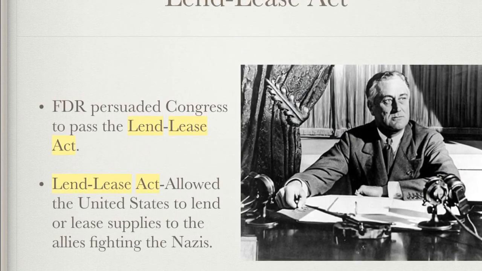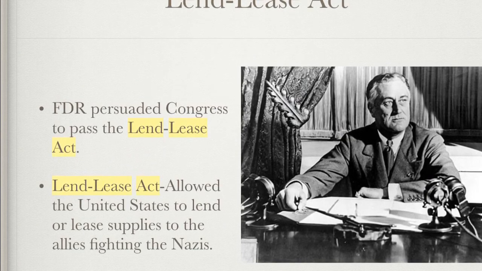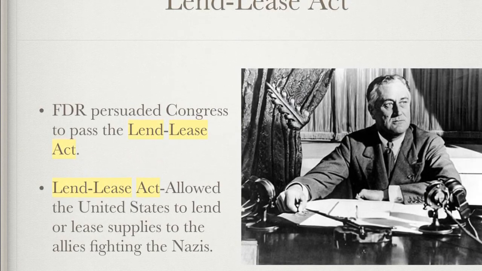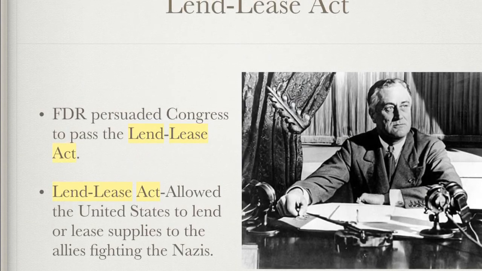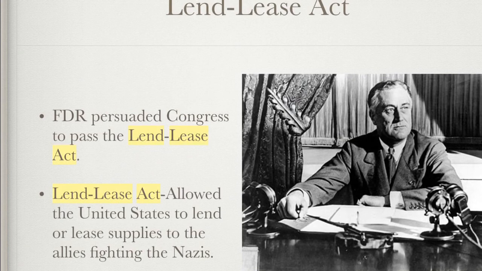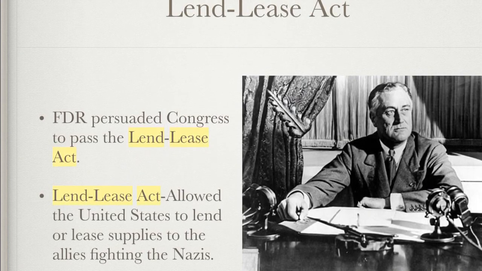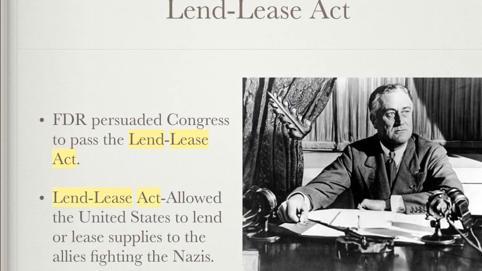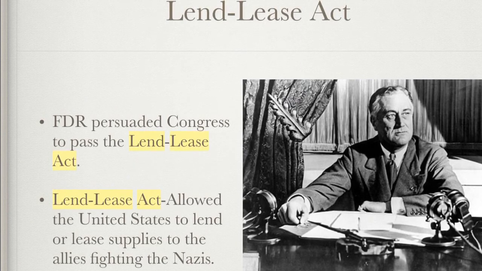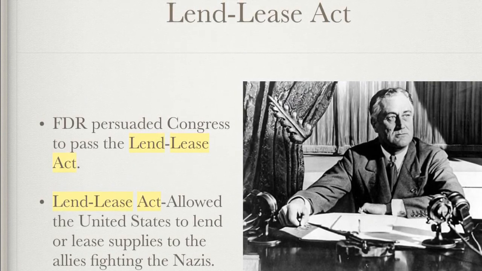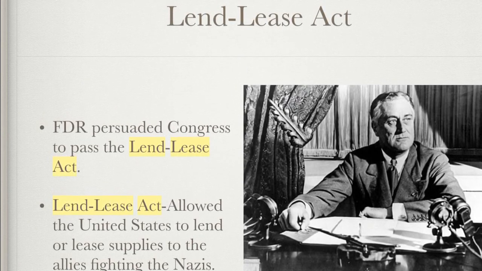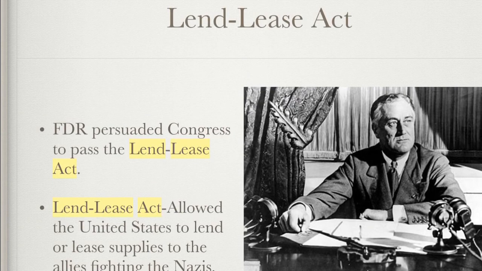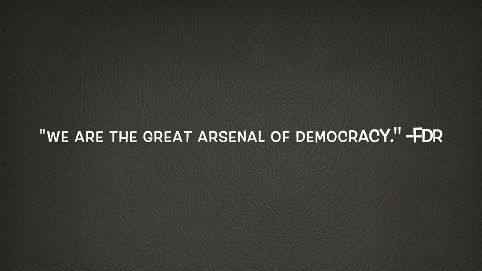So this is very different from the cash and carry policy because remember, under the cash and carry policy, Britain had to pay cash and carry those weapons on their own ships. But now, by 1940, under the Lend-Lease Act, the United States started sending their own ships filled with weapons over to the British. In fact, the American convoys that traveled across the Atlantic were known as the Arsenals of Democracy.